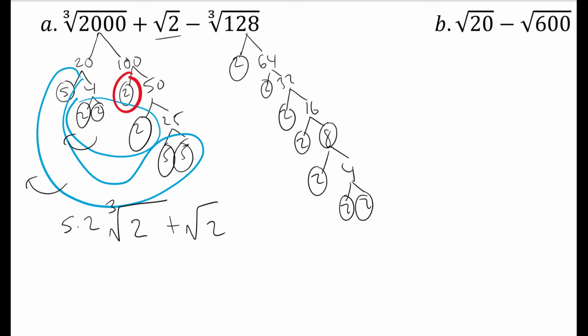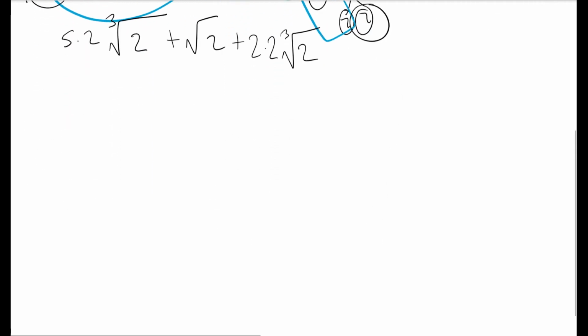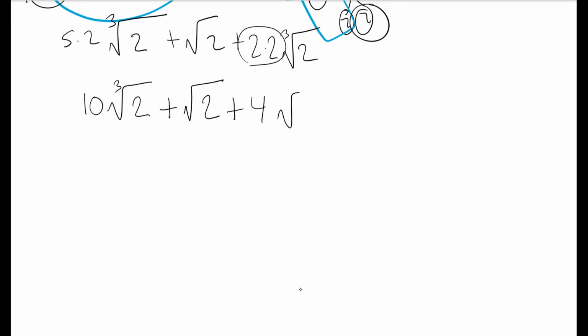This one, we have a triple set of 2s and another triple set of 2s, so we can pull those out on the outside, so that'd be two 2s on the outside, 2 times 2, and then this 2 is left over on the inside. So we got 5 times 2 is 10, so we got 10 times cube root of 2 plus square root of 2, and then we got 2 times 2, that's 4, so 4 times cube root of 2.